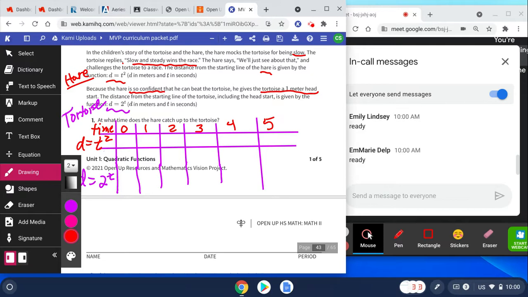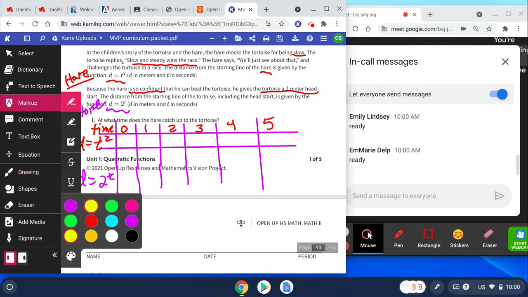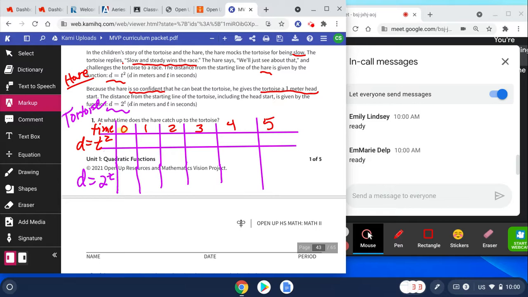Okay, so what does this mean? It means I'm going to take all of these inputs. I'm going to take this 0 and plug it in for t. For example, 2 to the power of 0, 2 to the power of 1, 2 to the power of 2. So I'm plugging in the inputs to get an output. 2 to the power of 3, and so on and so forth. I'm plugging into my function to get the output.